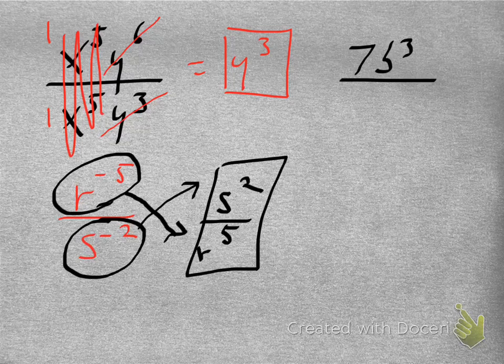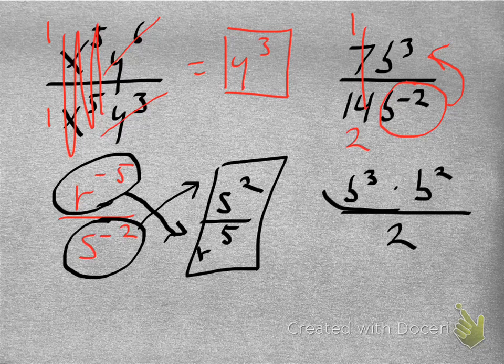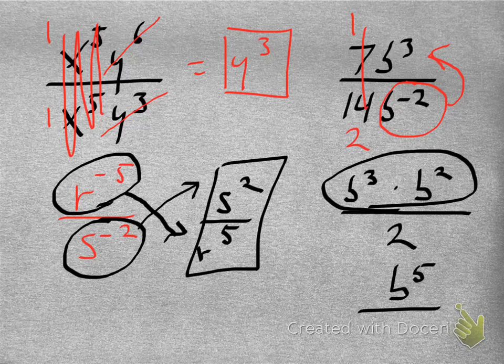7b to the 3rd over 14b to the negative 2. Okay, well, quickly, let's do the easy part. 7/14 reduces to what? 1/2. 1/2, good. Now, the b to the negative 2, it's a negative exponent, so we're supposed to bring it up to the top. If I do that, I'm going to get b to the 3rd, and I'm bringing this b to the negative 2 to the top as b squared, and all of this is being divided by 2. Well, this is actually from last night's lesson, isn't it? B cubed times b squared is actually b to the 5th over 2.